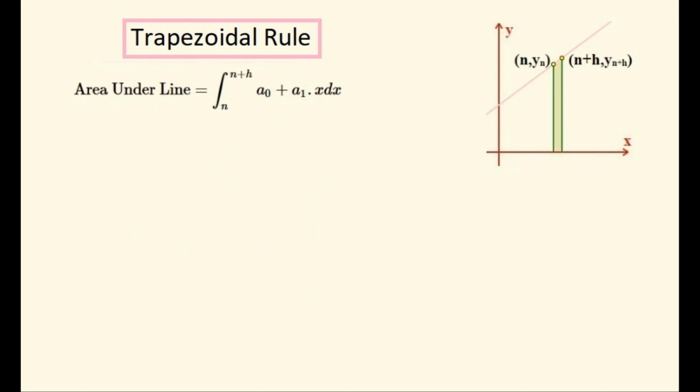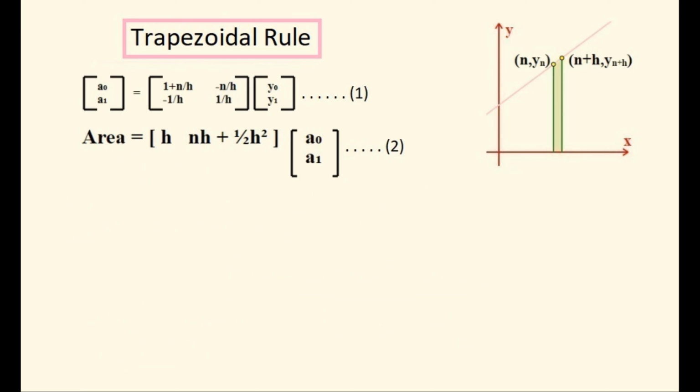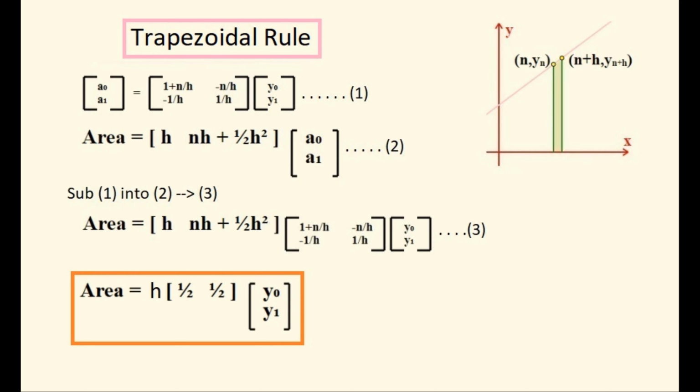Now to find the area of this very thin trapezoid using this integral. It is quite a messy calculation, but in the end we get this vector equation. So now we have these two matrix equations to find the trapezoidal rule for any two numbers n and h, and it gives it to us with this variable h in front.